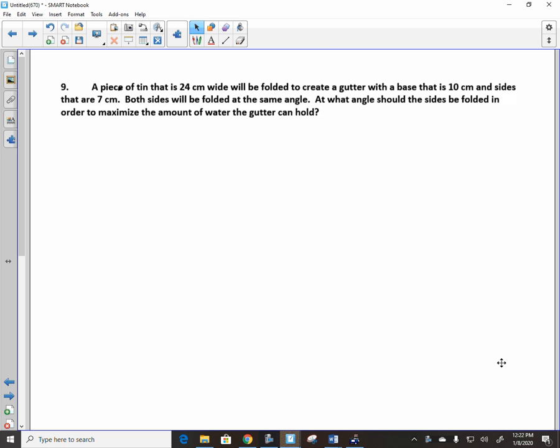Okay, we've got this piece of tin. We're going to fold it to create kind of a trapezoidal shape. The piece of tin is 24 centimeters wide. We're going to choose in this situation for it to have a base of 10. The sides are each 7 by 7, which makes up that total of 24.